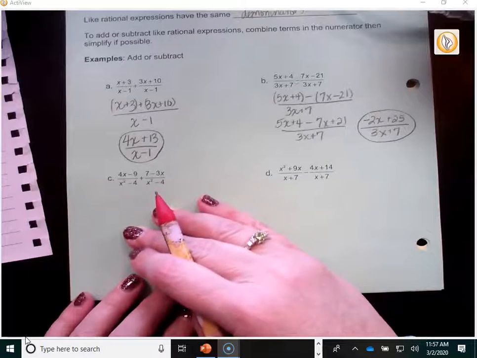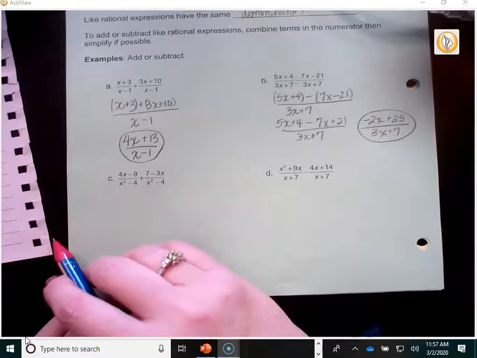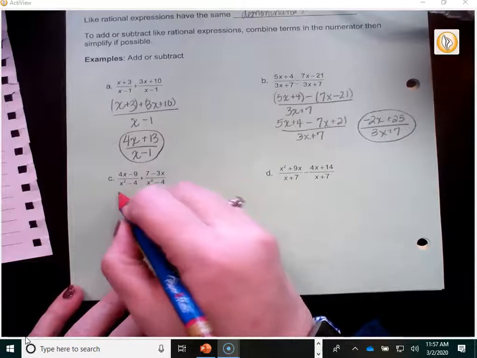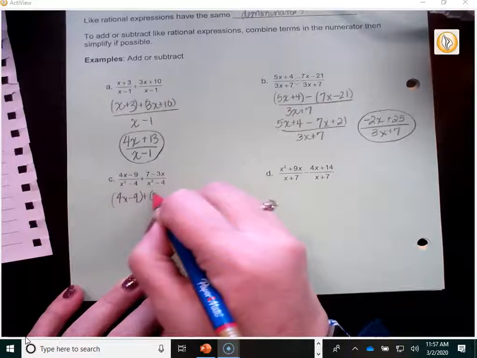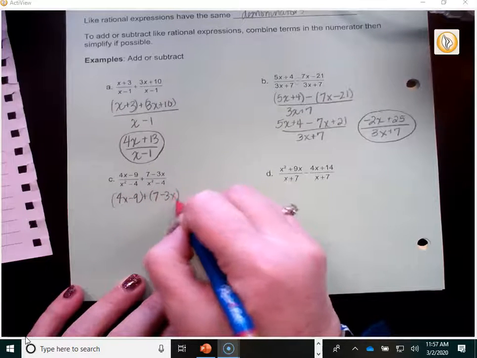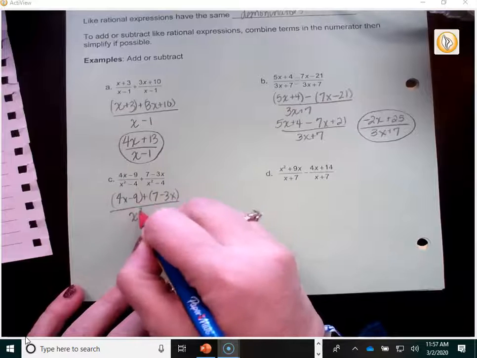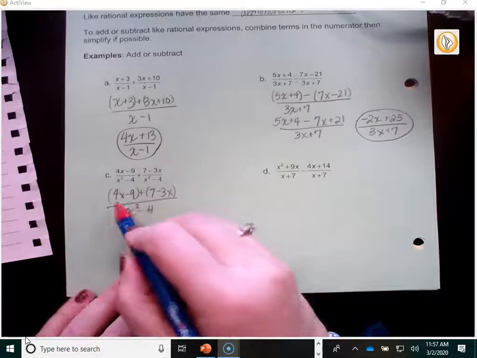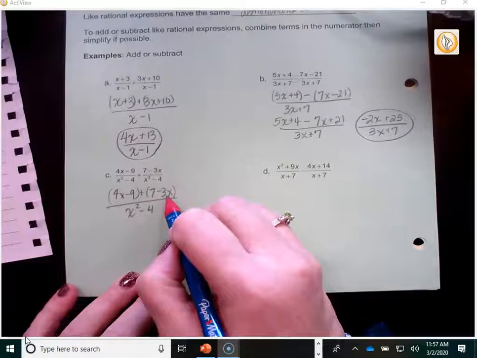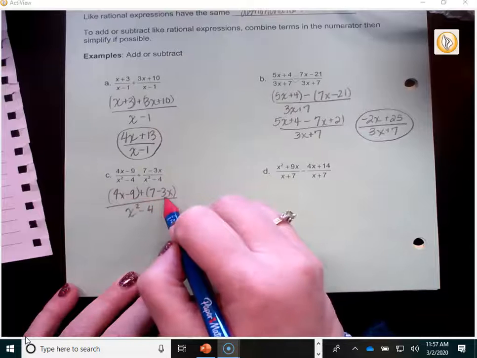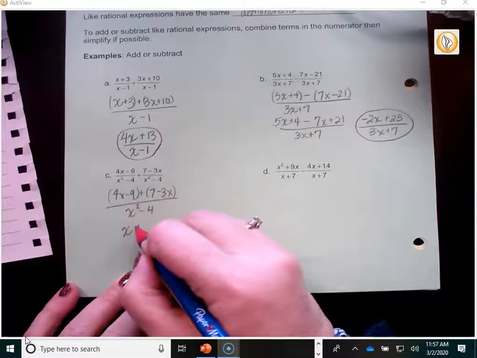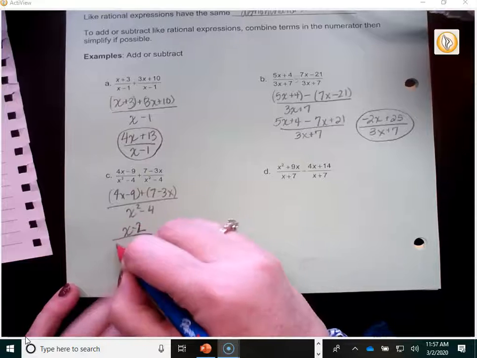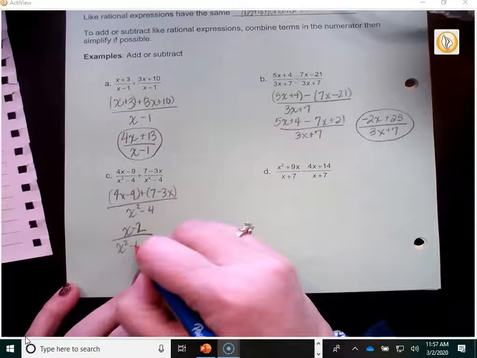Taking a look at part C, it says to add. So we've got our denominator. We're just going to add these, 4x minus 9 plus 7 minus 3x, and that's going to be divided by x squared minus 4. When we combine like terms, we have 4x minus 3x, which is x, and negative 9 plus 7, which is negative 2. And that's divided by x squared minus 4.